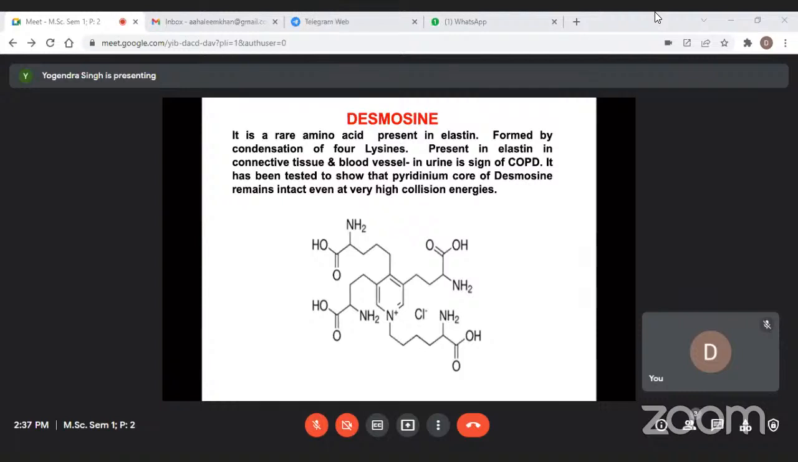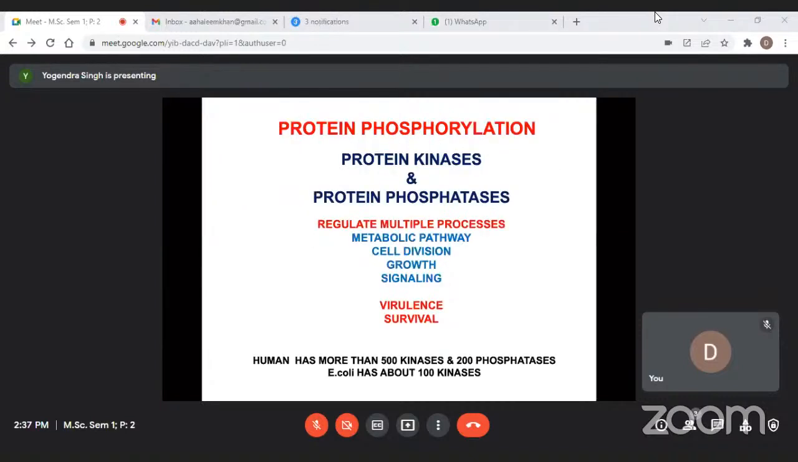They should have elasticity. So this elasticity is provided by glycosylation. How? Because these 4 lysines join together to make this molecule, which has been tested. I have written here that it has been tested to show that the pyridinium core of desmosine remains intact even at very high collision energies. So this is a modification of a protein where the rare amino acid comes and joins the protein. There are many such modifications. I'm not going to show you all of them, but as I said, there are hundreds of modifications which help us perform various functions.